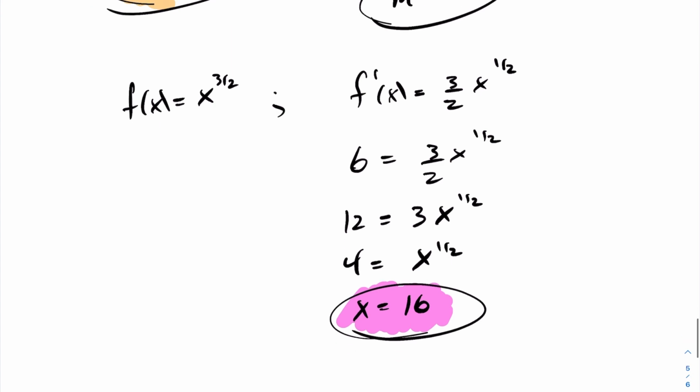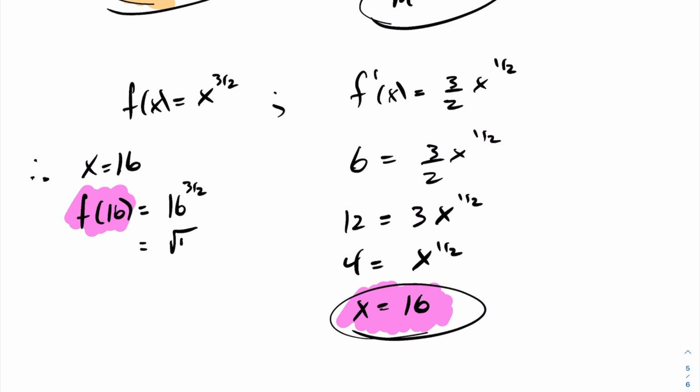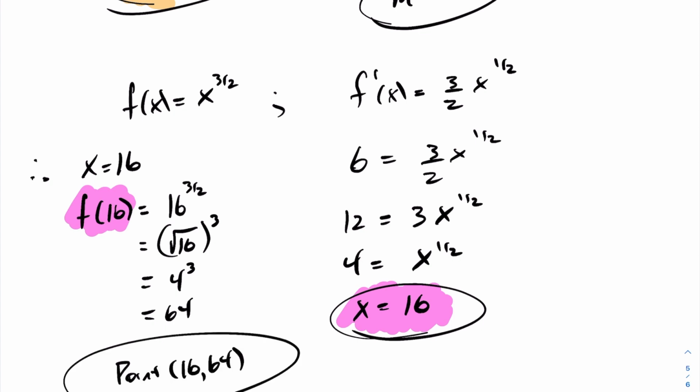What is that point? Well, I know the x value is 16, therefore the corresponding y value will be f at 16. Now notice here, I'm not subbing this into f prime, and that's a very common mistake that students make. We're subbing into our function f. I want to find the point on the actual function. I don't want to find the point on the derivative graphed function. So f at 16 is going to be 16 to the 3/2, which is the square root of 16 raised to the power of 3, which is 4 cubed, which is 64. So therefore, the point is (16, 64).